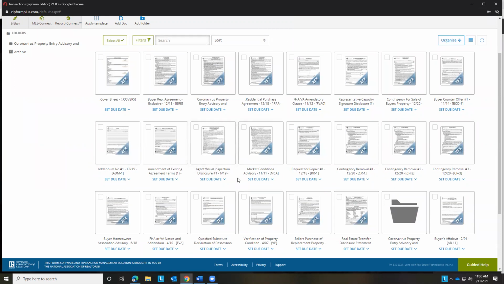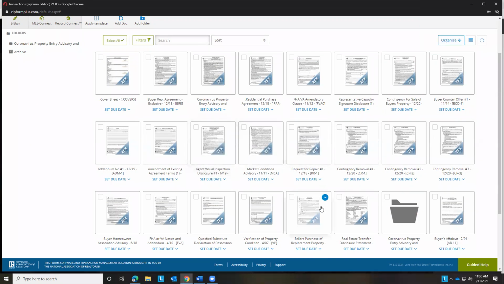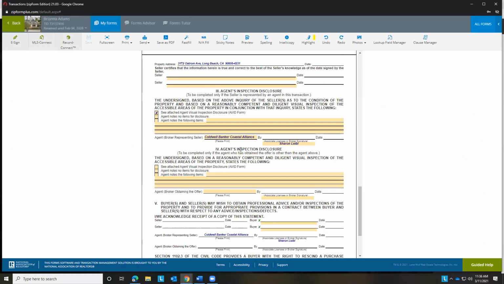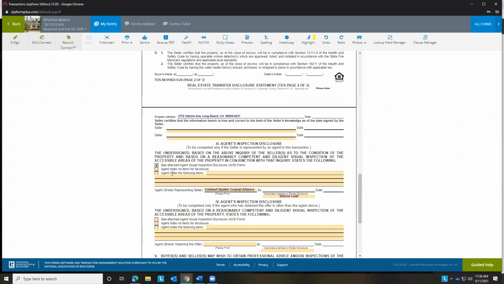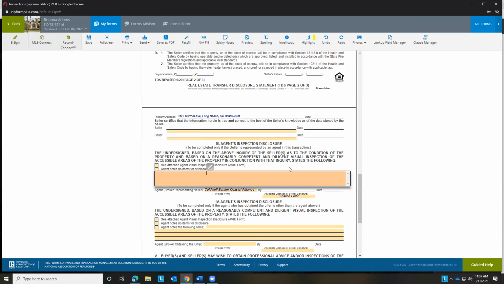Nikki, if you check that, are you required to submit to the buyer the TDS and the AVID at the exact same time? Technically, yes, you are. Okay. Because it says, if you don't check it, you still submit it. You just don't check it saying that it's attached? Right. Or you could check agent notes the following items. Agent will submit.